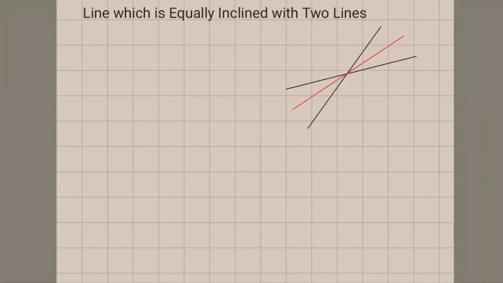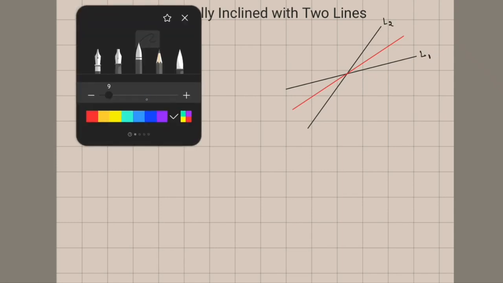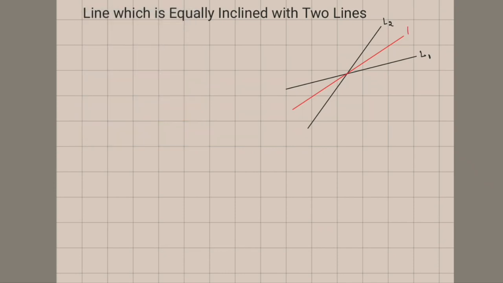Yes, now we will see the angular bisectors and the equation of angular bisectors. Before that, to help you understand in a better way, we will see a concept which is the slope of a line which is equally inclined with two lines. Let's say this is line L1 and L2, and there is a third line which is L. Let's say it passes through the intersection of L1 and L2.